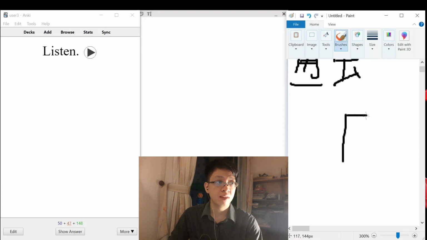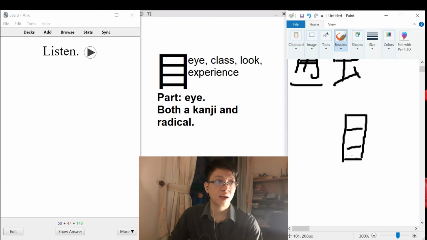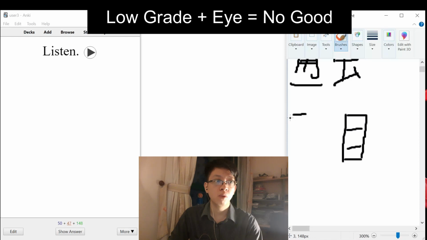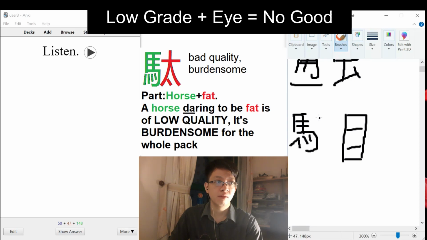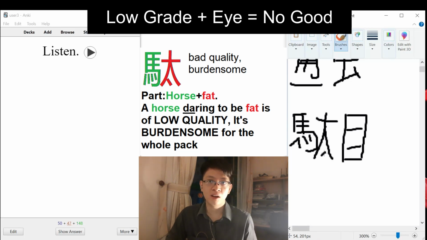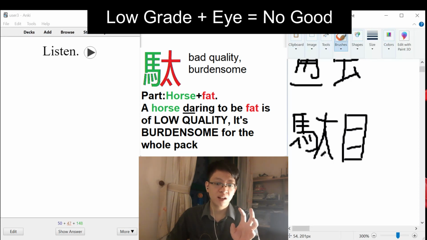Okay, so yeah, no wood, right? And the second one is just an eye, and the first one is a kanji that means low grade or low quality, and we have the radical for a horse, and then the radical for thickness or fat. So a fat horse is low quality, and I mean that makes sense, right? You want your horse or your cattle to be fit and strong, and you don't want them to be fat and overweight. So that's why this one is easy to remember as low quality or low grade. Yeah.